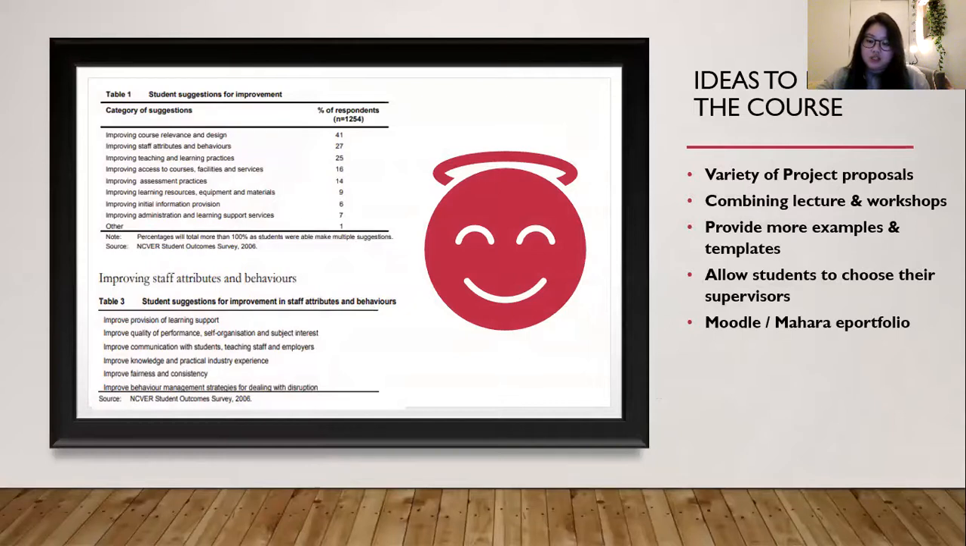And some suggestions to improve the course. First is to provide more variety in project proposals in terms of industry, such as hospitality. I would also suggest combining the lecture and workshops on the same day to provide more examples and templates for the assessment, allowing students to choose their project supervisors, and finally, for the submission on Moodle and Mahara e-portfolio, I hope it can be finalized into one instead of both.